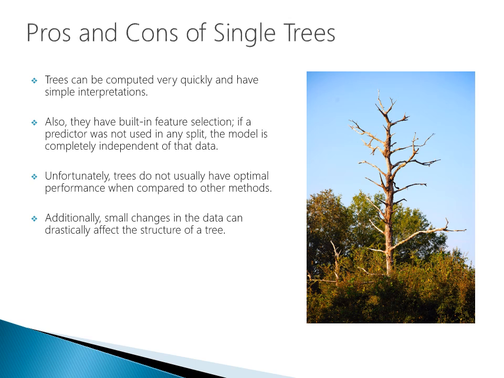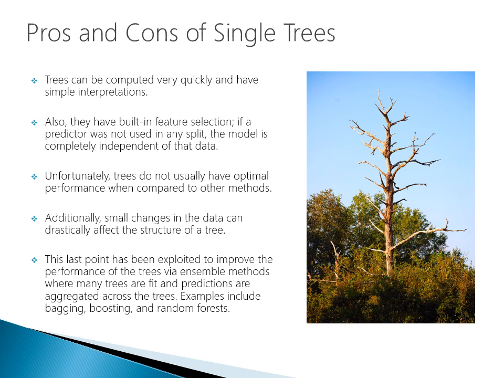Additionally, small changes in the data can drastically affect the structure of a tree. This last point has actually been exploited to improve the performance of trees via ensemble methods, where many trees are fit and predictions are aggregated across the trees. Some examples of these ensemble methods and the exploitation of this feature are bagging, boosting, and random forests. We're going to get into that in a little greater detail in the upcoming slides.